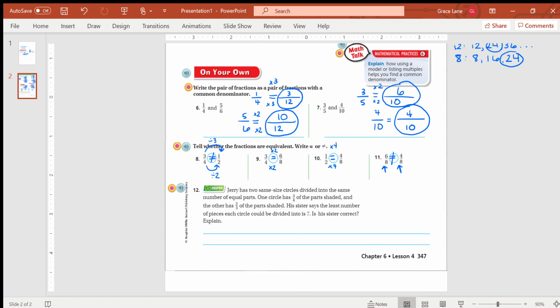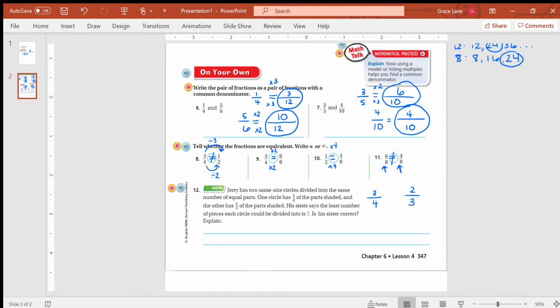Alright, finally, number 12. Jerry has 2 same-size circles divided into the same number of equal parts. So don't let that confuse you. Basically, he has two circles. One circle has 3/4 of the part shaded, and the other has 2/3 of the part shaded. His sister says the least number of pieces each circle could be divided into is 7. Is his sister correct? So 3/4 and 2/3.